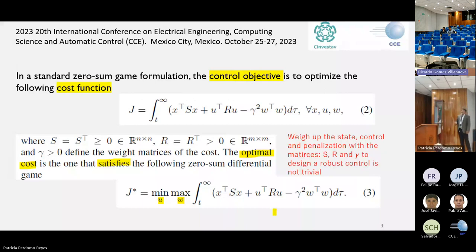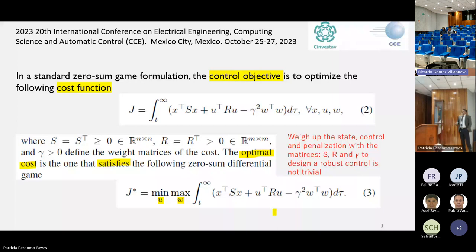Then in a standard zero-sum game formulation, the control objective is to optimize the following cost function. This function has the matrices S and R that weight the state and the control input, and a penalization term with gamma squared. The matrices have the following properties, and gamma is positive definite, representing the weight of the cost. Then the optimal cost is the one that satisfies the following zero-sum differential game.